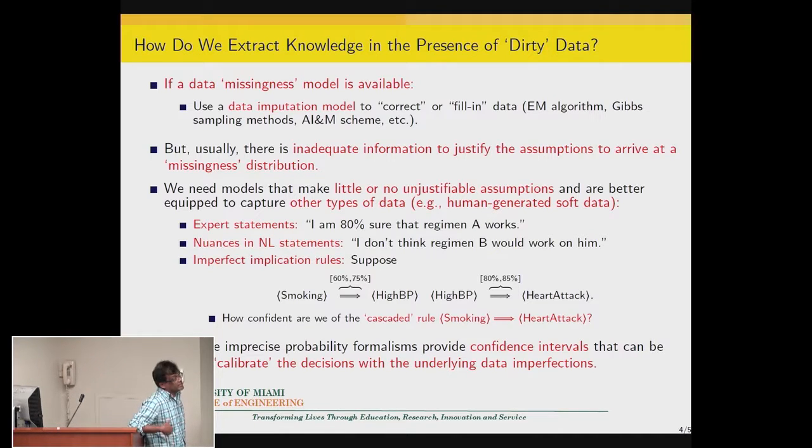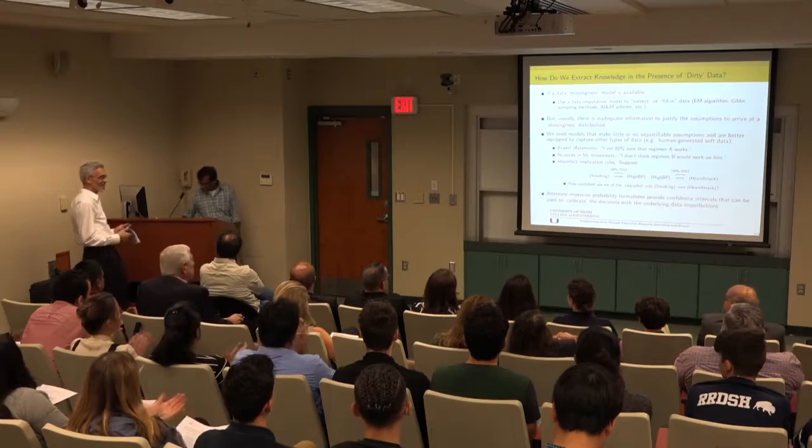Imperfect implications. People use rules all the time, but if you have imperfect implications, it's not possible to model them easily. For example, smoking implies high blood pressure. There's an imperfection here. So how do you use that? That's basically the research that I'm doing. Thank you.